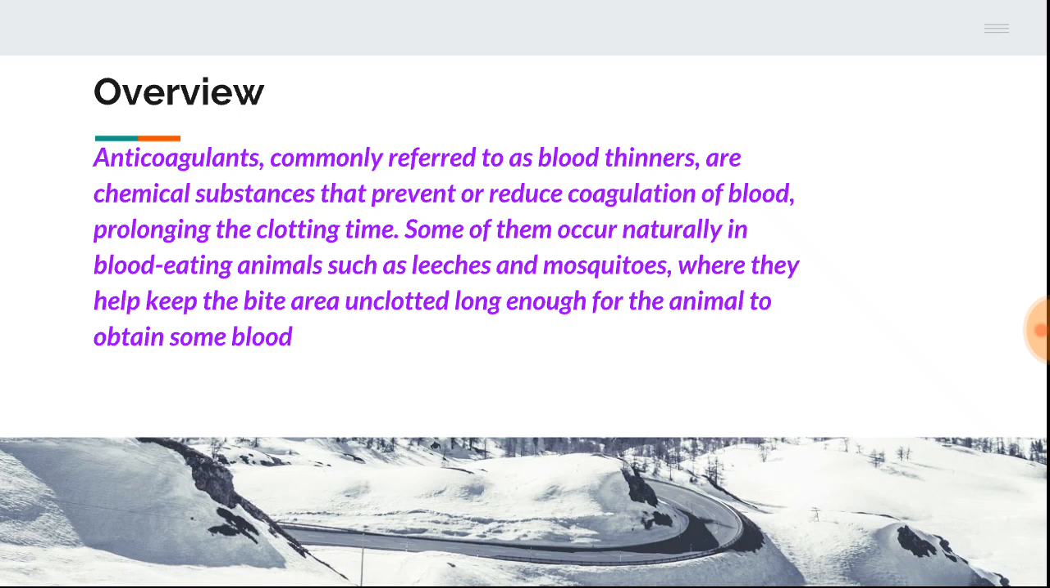Overview. What are anticoagulants? Anticoagulants, commonly referred to as blood thinners, are chemical substances that prevent or reduce the coagulation of the blood, or prolong the clotting time. Some of them occur naturally in blood-eating animals such as leeches and mosquitoes, where they help keep the wound area unclotted for long enough for that animal to obtain some blood for nutrition.